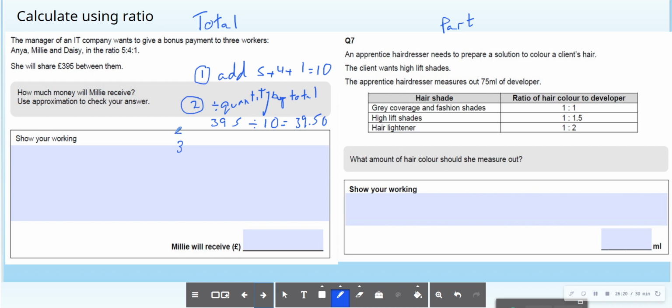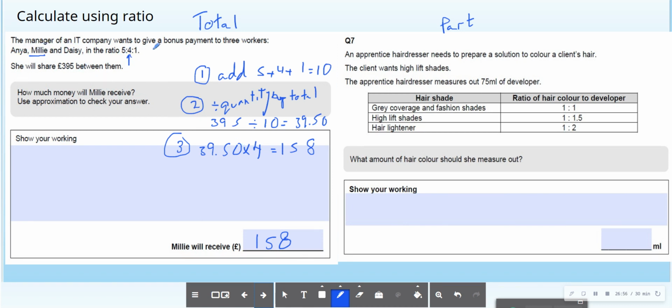The third part is we multiply that. So 39.50, we multiply that by the person we're looking for. Here, we're looking for Millie. And Millie, because she is the second name along, she's the second number along, so she's 4. So 39.50 times by 4 gives us 158. So Millie gets 158 pounds.